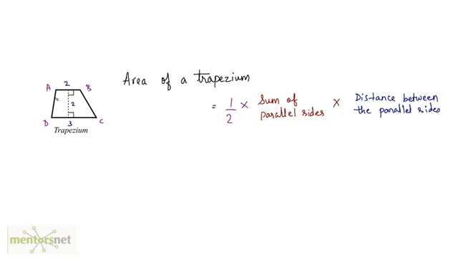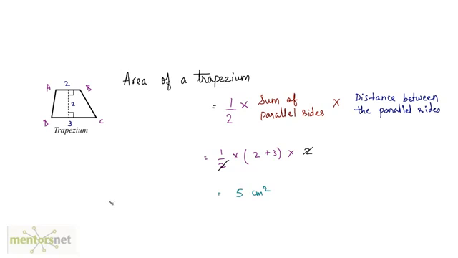So we have to first take the sum of the lengths of the parallel sides. So let us do that. That's half into the sum of the parallel sides, AB plus CD, and that will be 2 plus 3, times the distance between the parallel sides, and that's 2 in this trapezium. So times 2. This gets cancelled out. What we have is 1 into 2 plus 3 is 5 into 1. That's 5 centimeter square.